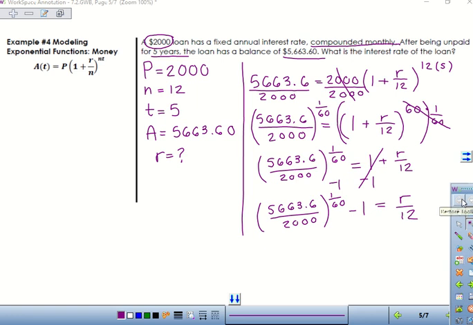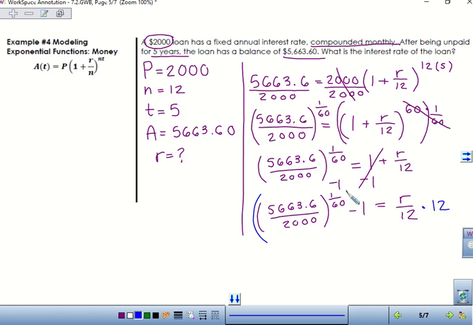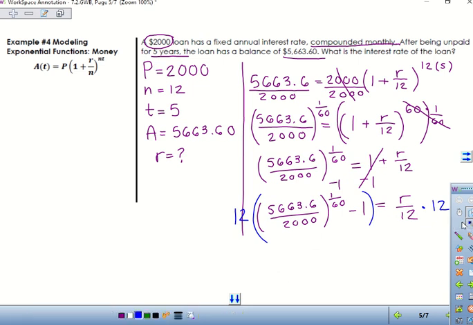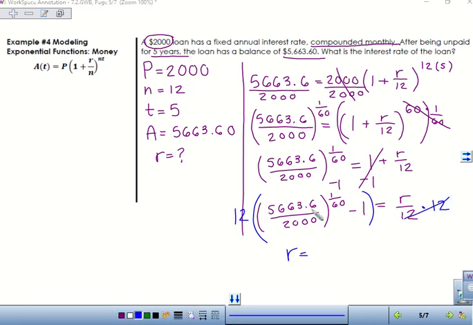And then what should I do to both sides to get rid of the 12 and get r by itself? Multiply. Oops, I didn't mean to put the parentheses there. There it is. So I get r equals, well, r is going to be equal to all of this stuff.